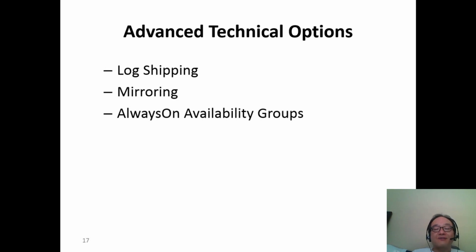Always-on availability groups came with SQL Server 2012. It's a relatively new feature. We can have multiple backup copies of a database in always-on availability groups. Always-on availability groups can be used for both disaster recovery and high availability scenarios. This concludes the lecture on data movement implementation.